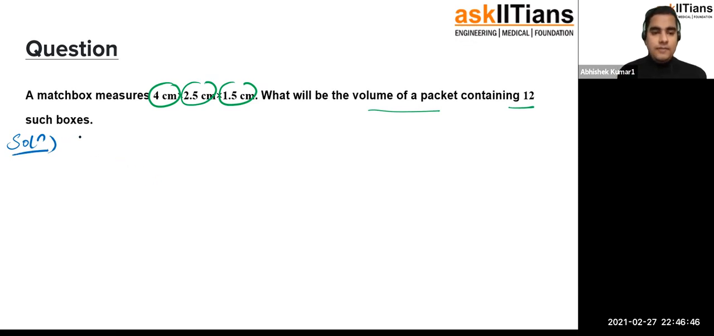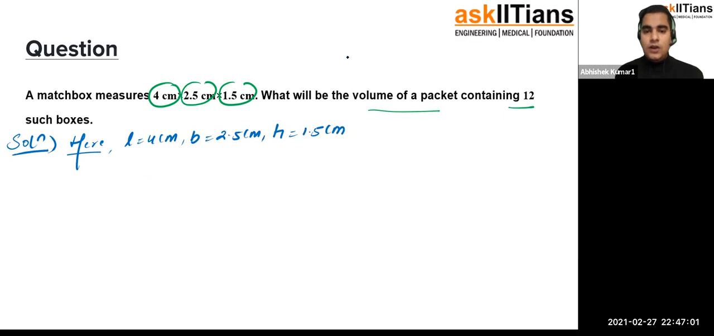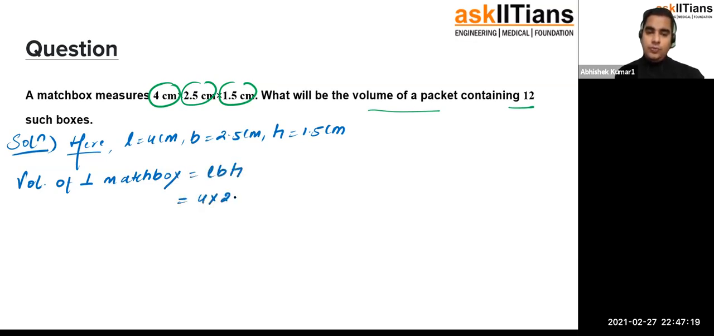Okay. So for the matchbox here, what are we provided? We are provided L. What's the value of L? L is 4 centimeter. You are provided breadth, which is equal to 2.5 centimeter. And you are provided H, which is equal to 1.5 centimeter. We all know a matchbox is actually cuboidal in shape. So if you calculate the volume of one matchbox, what will you get? That will be equal to L into B into H. So you are going to get 4 into 2.5, multiplied by 1.5.